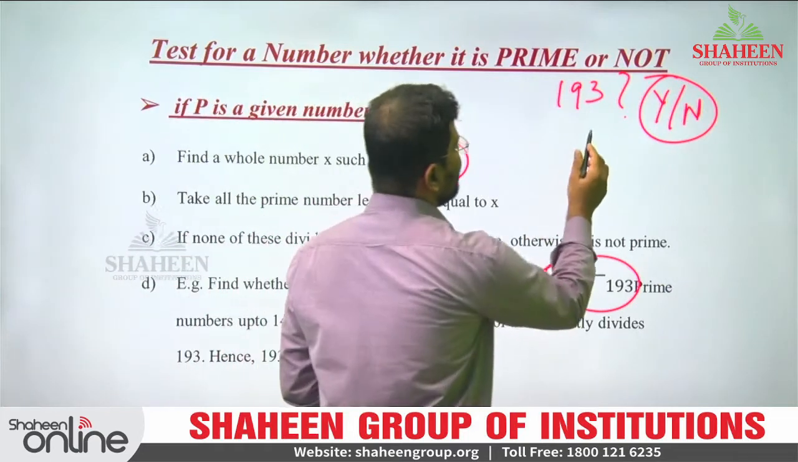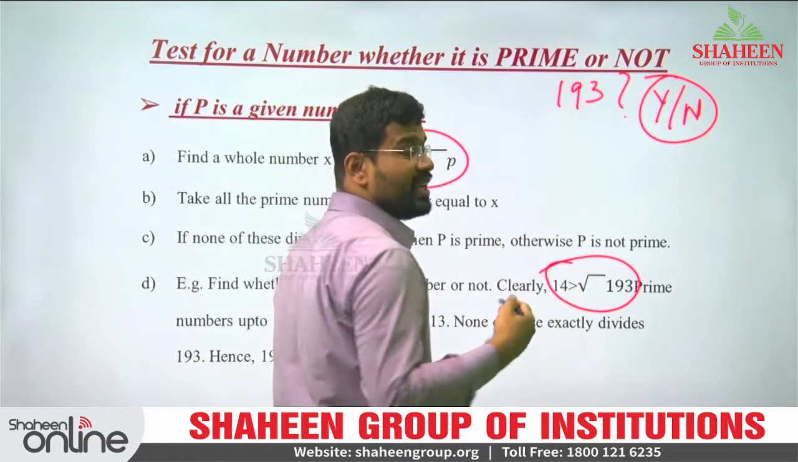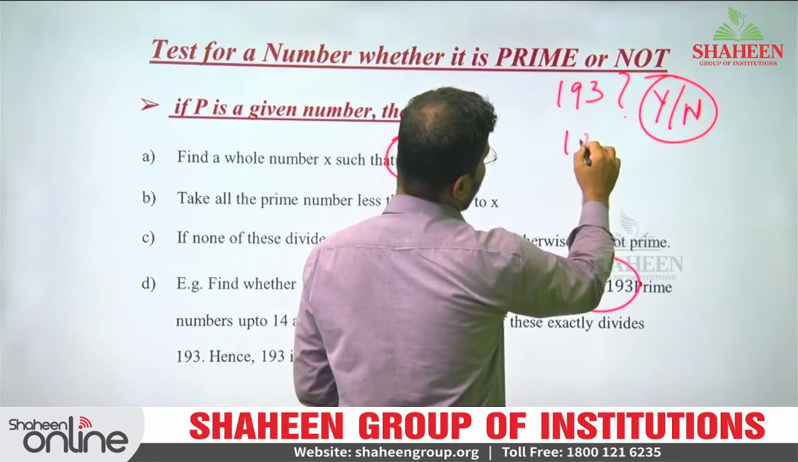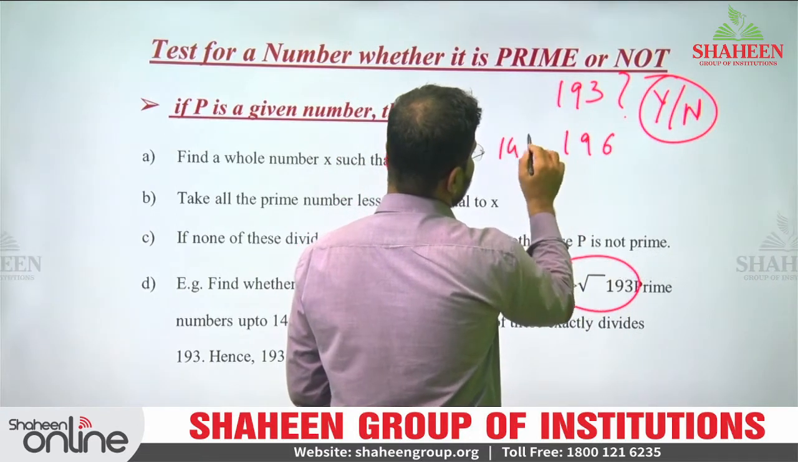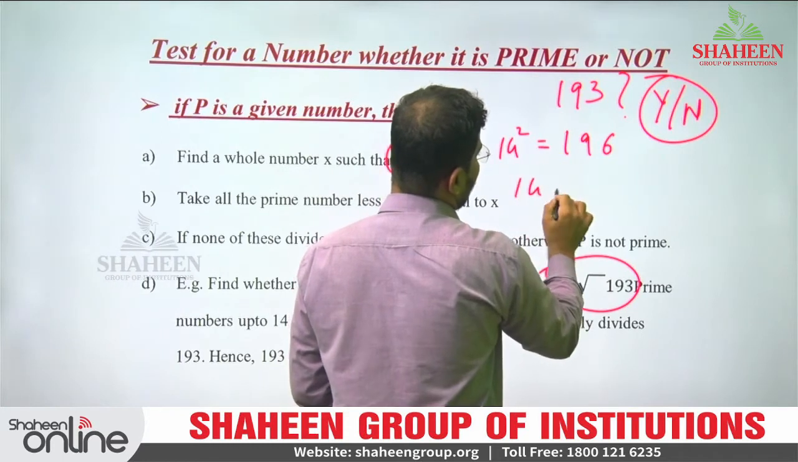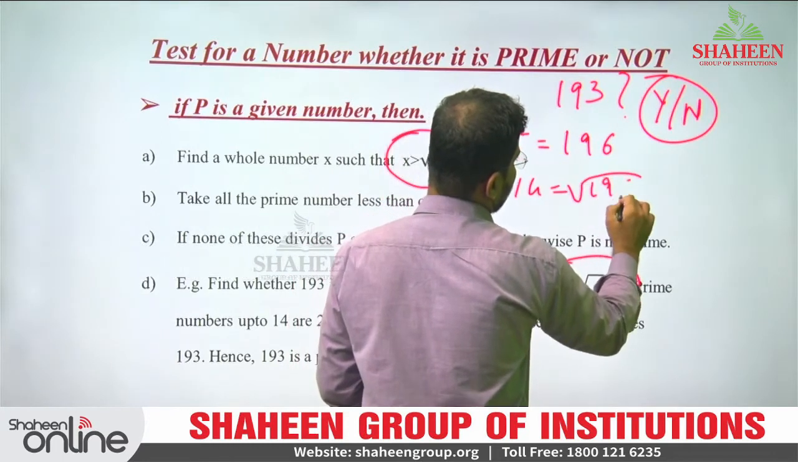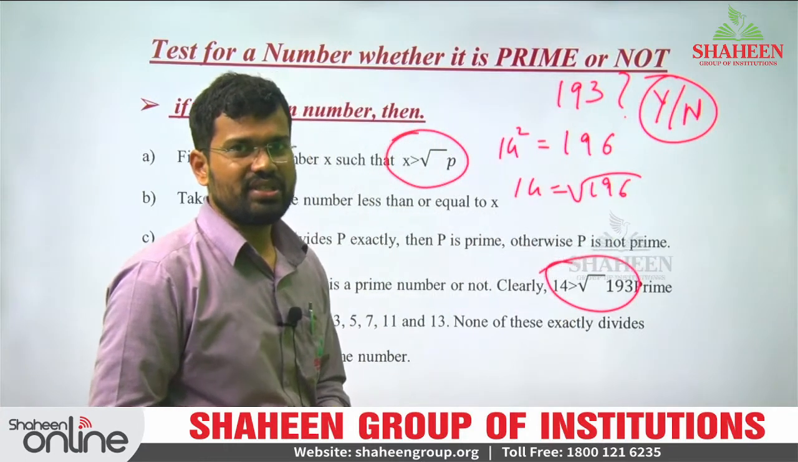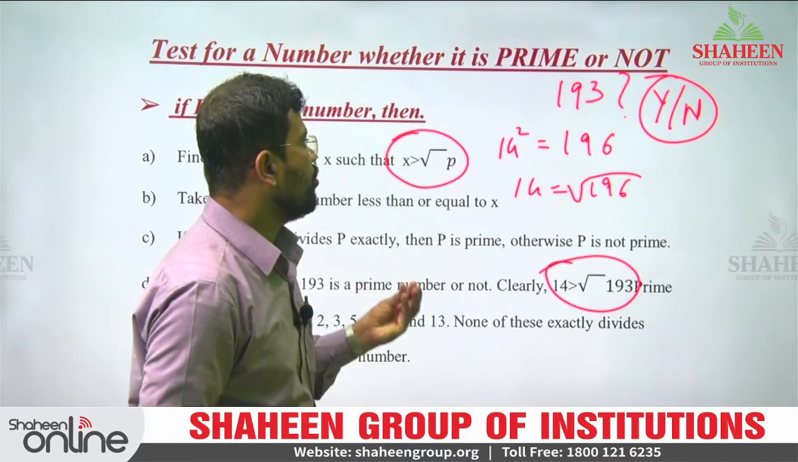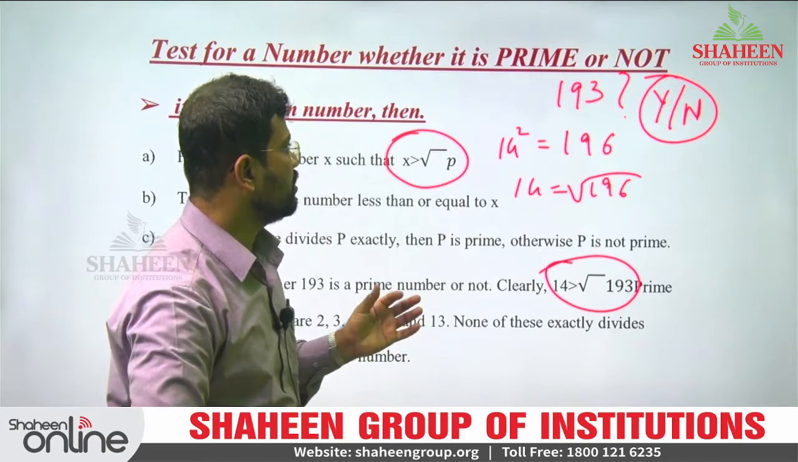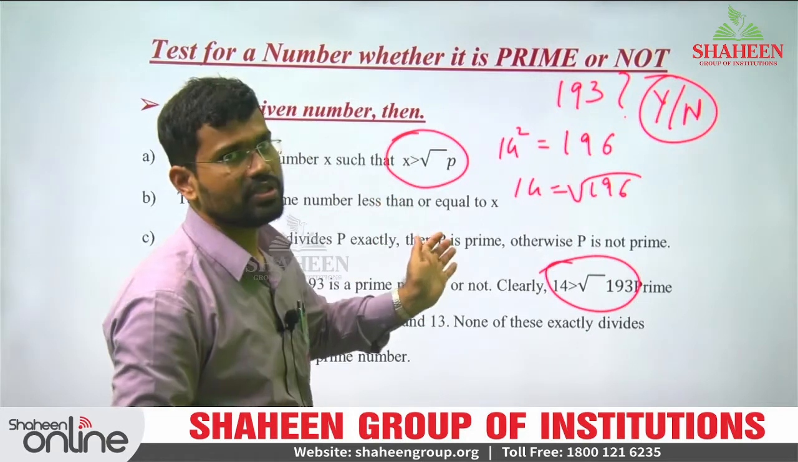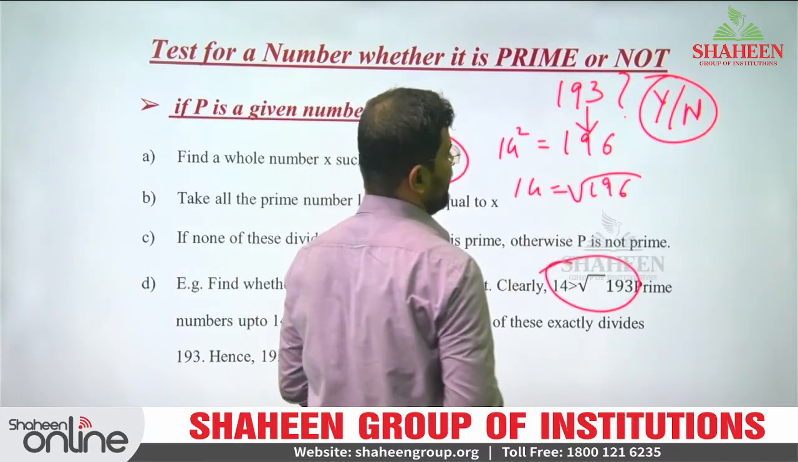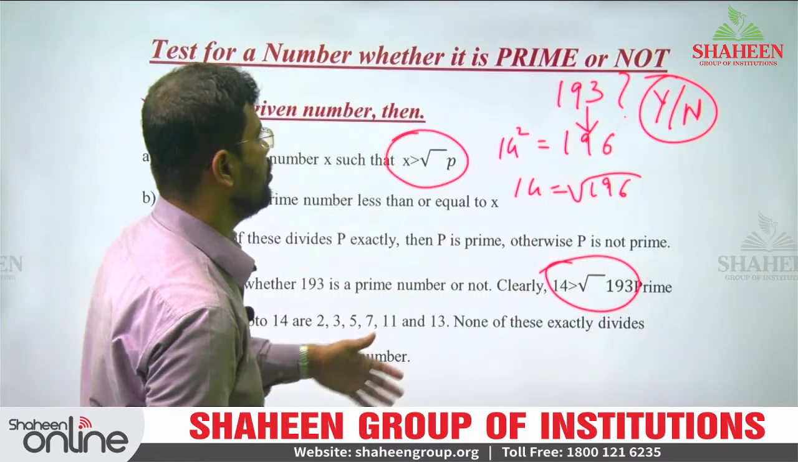193 is nearer to the square of which natural number? Around 196. Yes, 14 squared. 14 squared is equal to 196. So 193 is near to 196.